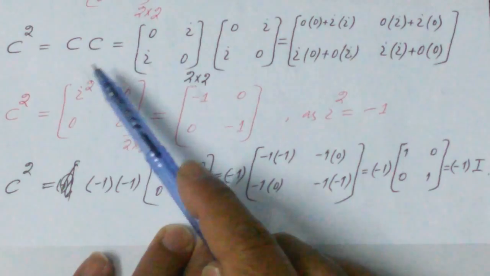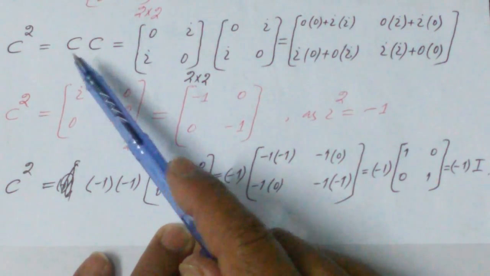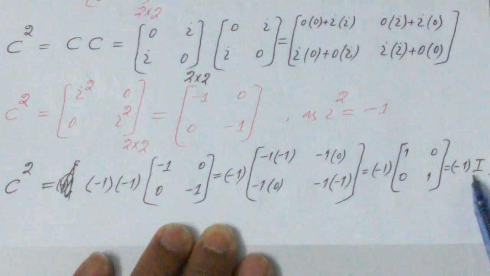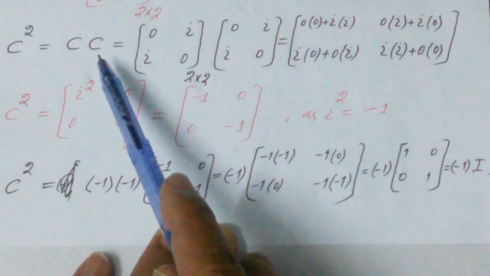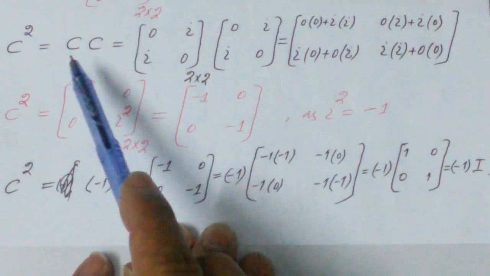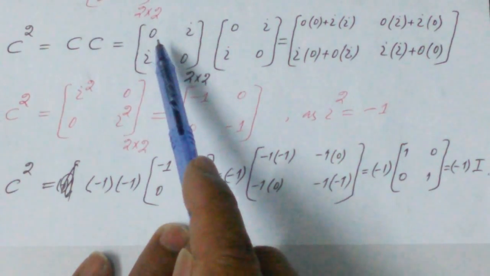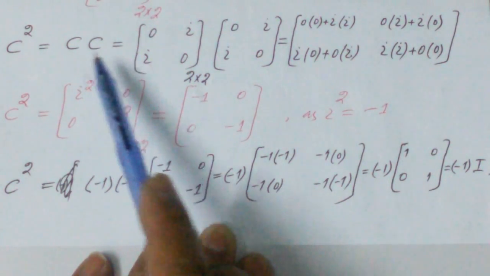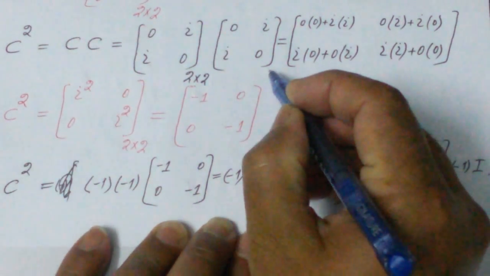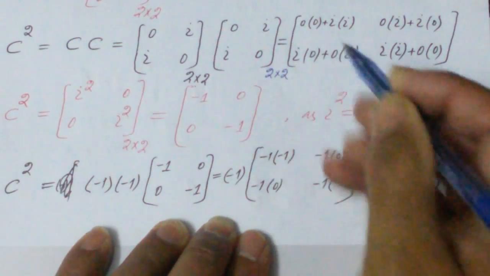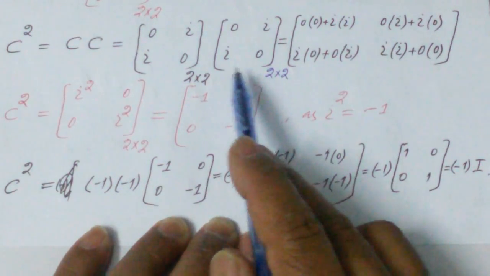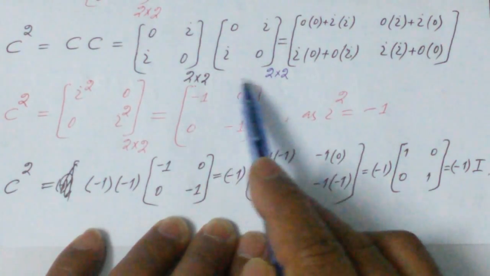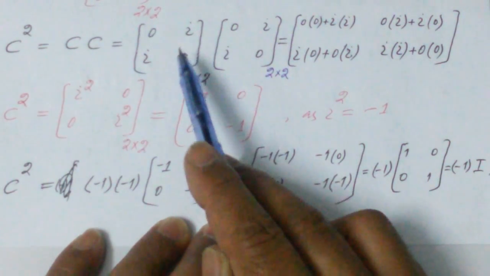Now, the third part of this question is to prove that C square is equal to minus 1 multiplied by identity. First, we have to multiply C with C. C multiplied by C is equal to C square. The elements of the matrix C are 0, iota, iota and 0. The order of the matrix C is 2 cross 2, and the order of the second matrix is also 2 cross 2. The columns of the first matrix are equal to the rows of the second matrix, so the condition for multiplication is satisfied.